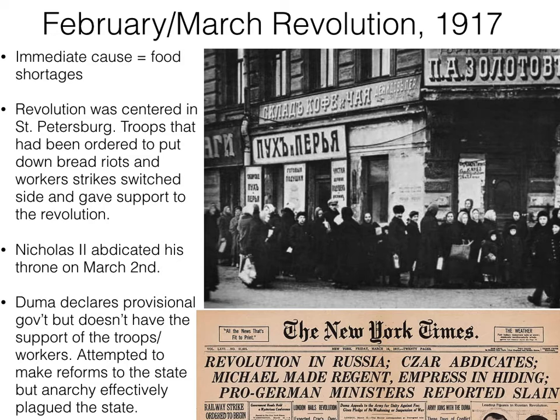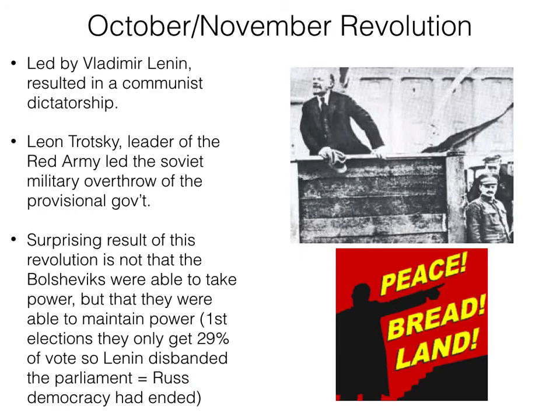And eventually, obviously, we know that the communists are going to win out. The problem with two governments is a lot of chaos. There's not going to be any way in which these problems are resolved. And so by the time we get to October or November, depending on what calendar you're using, Lenin is going to lead another revolution, and he's going to get people on board. He's going to say peace. We're going to end the war. He's going to give people food. And he's going to give people land. Okay, so peace, bread, and land.